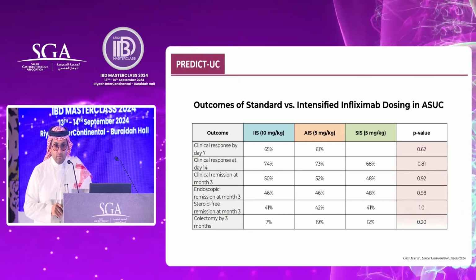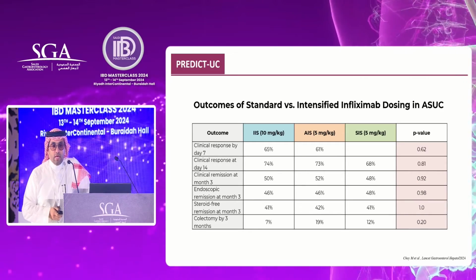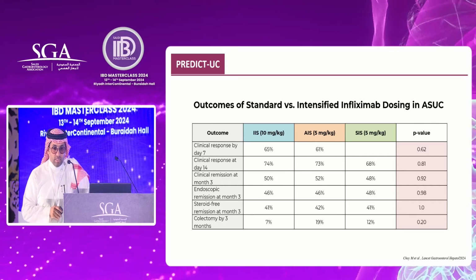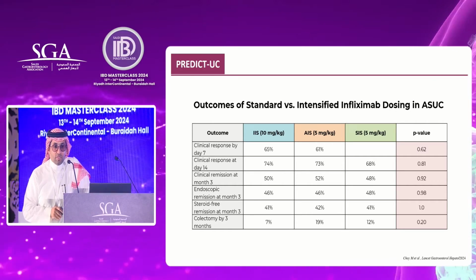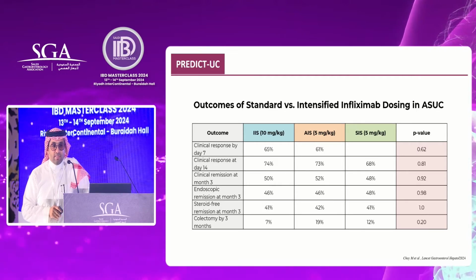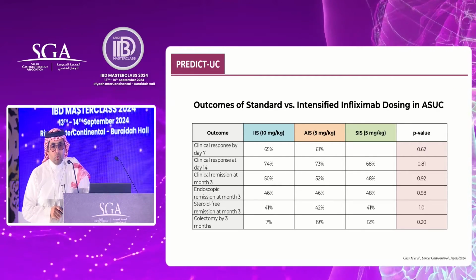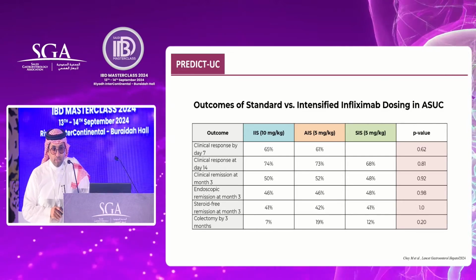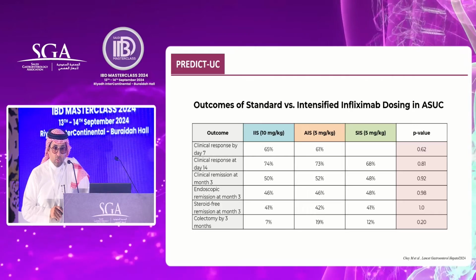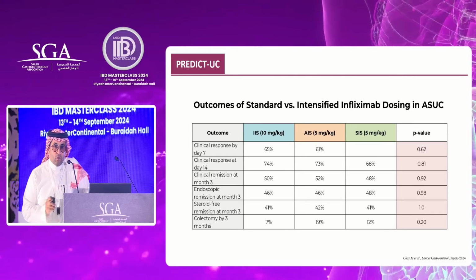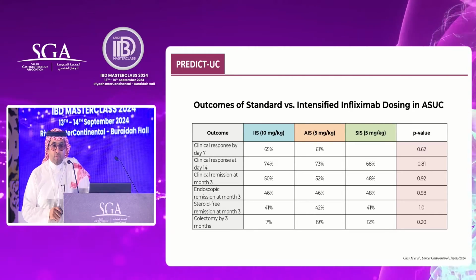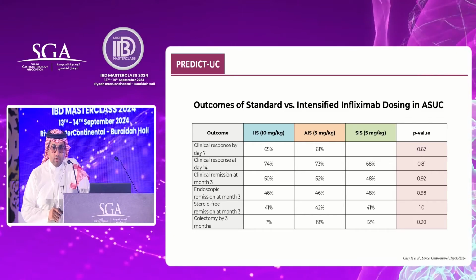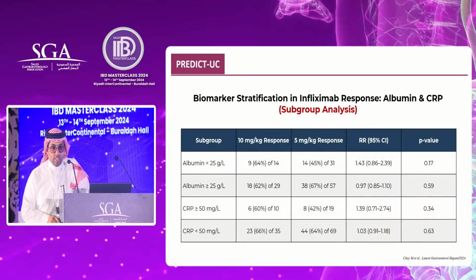So what about the outcome? Between the standard, intensified, and accelerated groups, as you can see, there was no difference in clinical response by day 7 and day 14. There is no difference in clinical remission, endoscopic remission, steroid-free remission, and colectomy rate. So this shows there is no added benefit from the intensified or the accelerated dose, and as we can see here, the p-value is also non-significant.